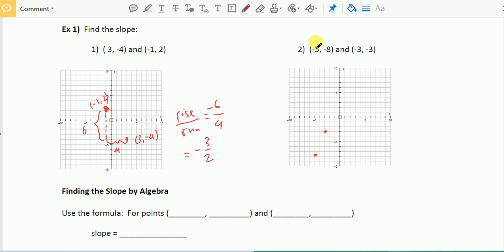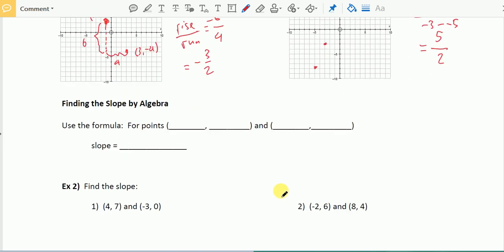So you can also use the slope formula x1, y1, and then x2, y2. The slope formula, remember, was y2 minus y1 over x2 minus x1, and y2 now is -3 minus y1 is -8, x2 is -3 minus x1 is -5. So that becomes +8. So on the top I have 5, at the bottom I have 2. Slope is 5 over 2.